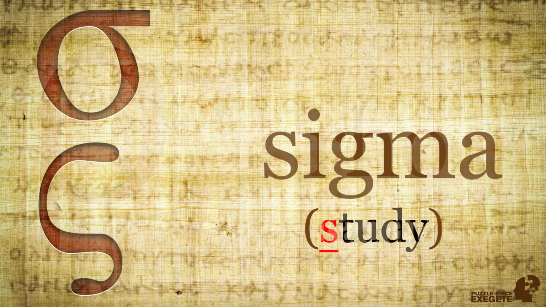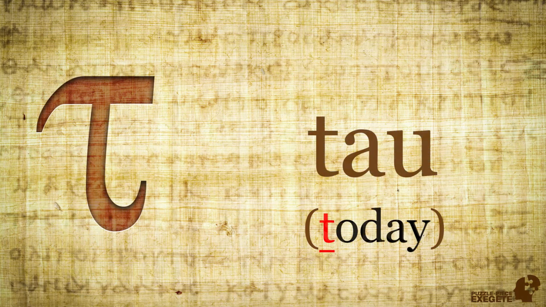The next letter is the letter sigma. Now, this actually has 2 forms. The one on the bottom is what's called a final sigma. Anytime a word in Greek ends in a sigma, it's going to look like that. Every other occurrence is what it looks like on top. Next letter is the letter tau, like the T in today.